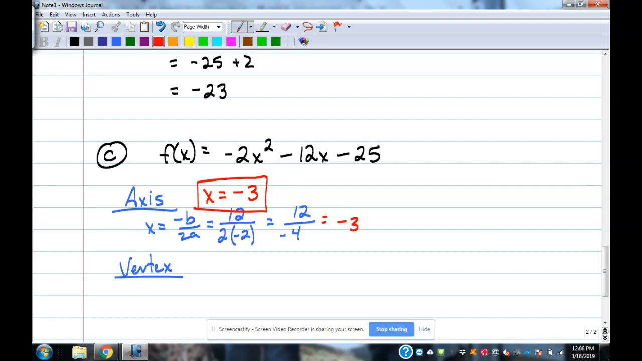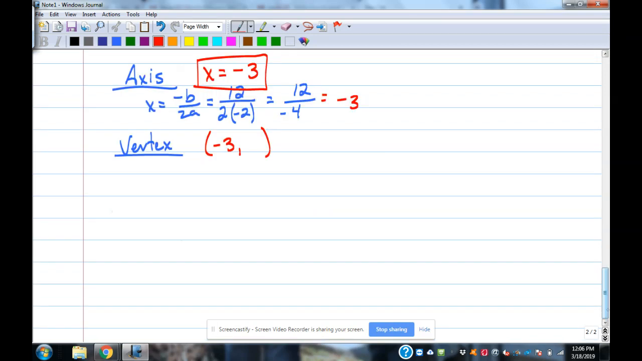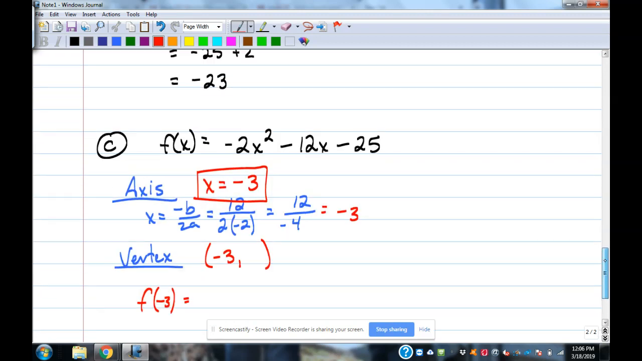Always, no matter what B is, swap the sign for axis of symmetry every single time. To find the axis of symmetry, always swap the sign of B. All right, so that tells us our vertex already has the x value of negative 3. How do we find the y value? Plug it in.